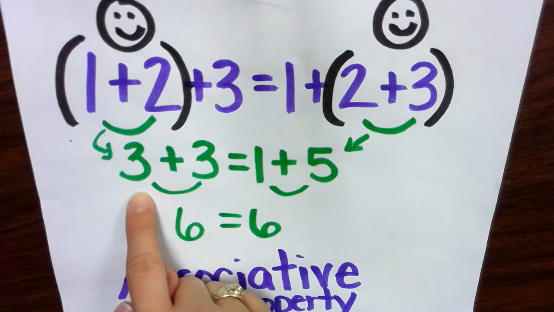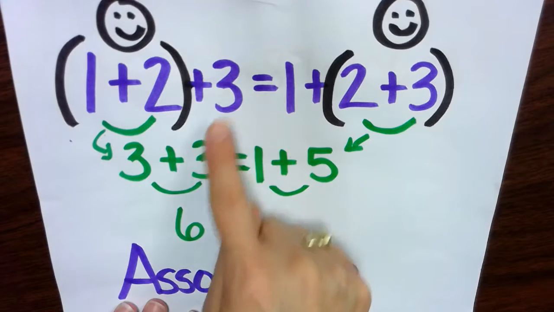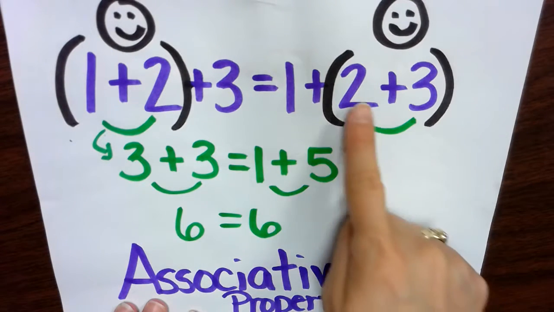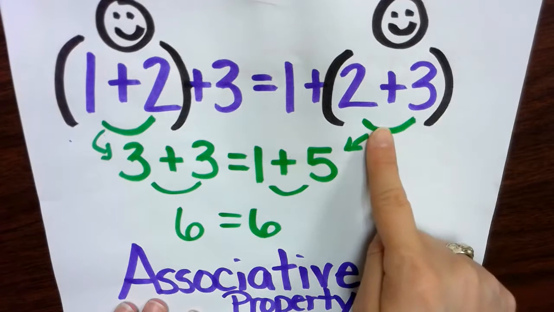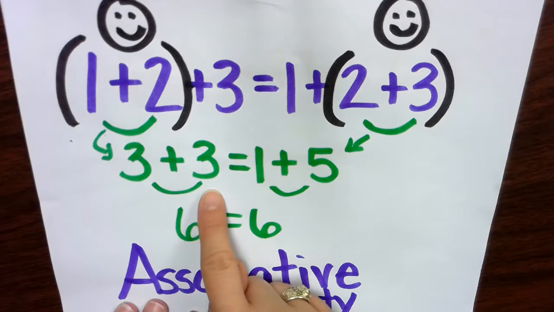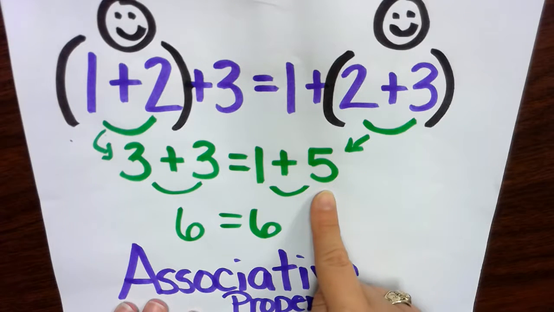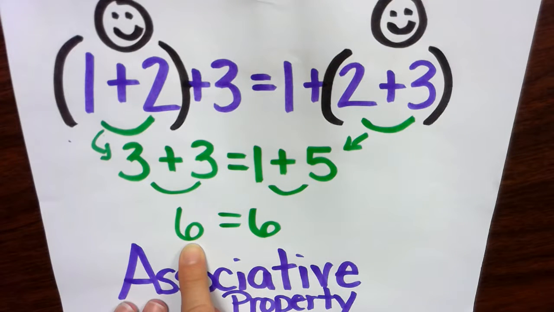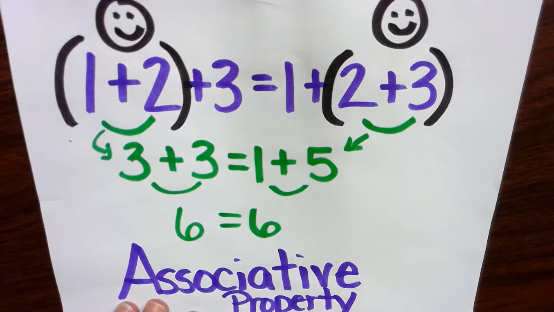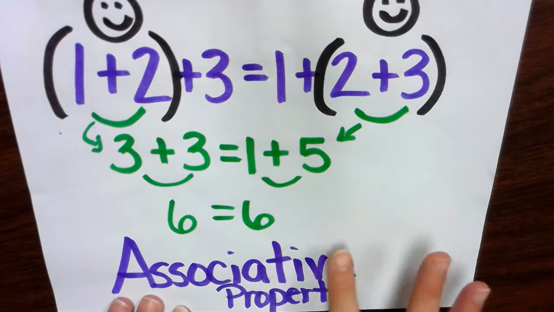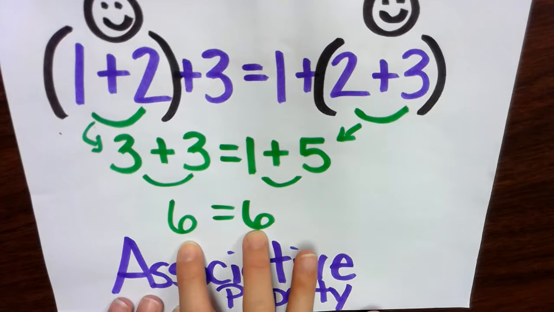Here, they grouped them together: 1 plus 2 is 3. You always do everything in parentheses first. So then they brought down their 3 and the equals. On the other side, they brought down their 1 and did what was in parentheses first, which came up to 5. So now our equation looks like 3 plus 3 equals 1 plus 5. You bring those down for the sum of that addend, which is 6 equals 6. Okay, so that is associative property. It doesn't matter which way you add them together, you're still going to come out with the same sum at the end.